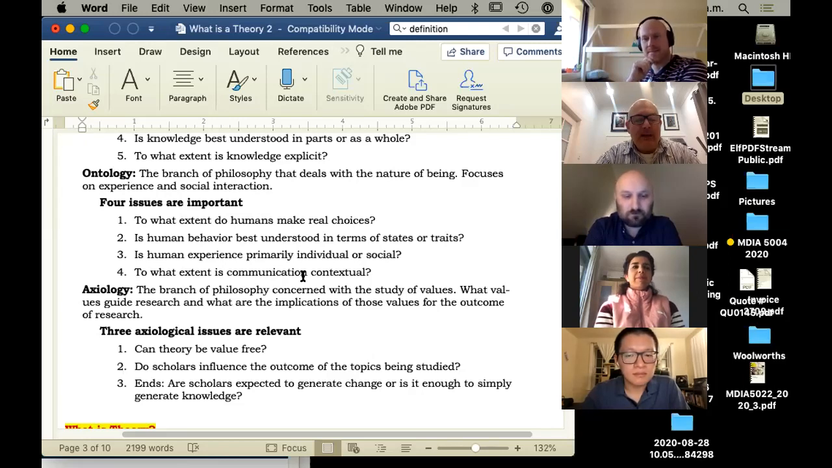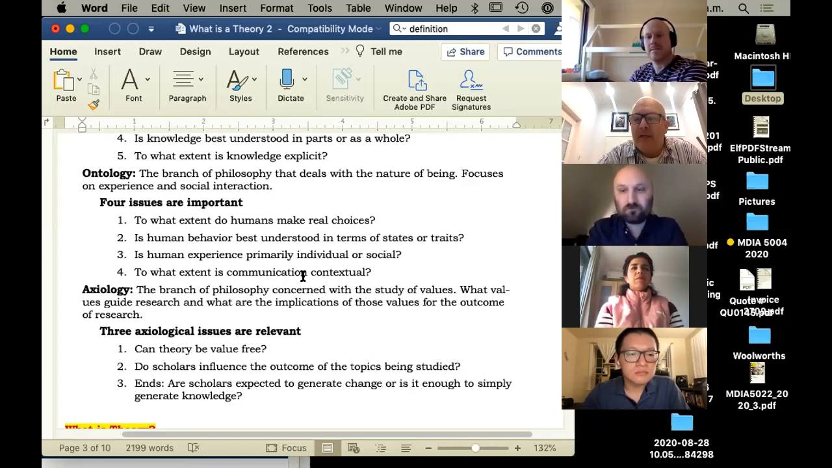And so when we look at axiology, can theory be value free? It's not so much can it, it's more like, to what extent is your research value free or not value free when we're talking about axiology? And do scholars influence the outcome of the topic being studied? We also know that, let's say with CEOs and corporate social responsibility, the research says that the majority of CEOs pick topics of corporate social responsibility that have some resonance with them personally.